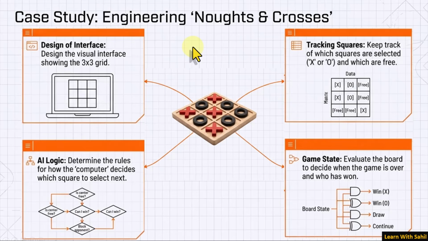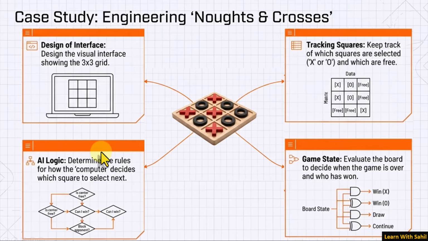Let's see a case study or an example. Okay, if we simply want to create a game of noughts and crosses, the complete game or the complete problem can be divided into many problems. Here for example we have the first one, design the interface. That is designing the visual interface or showing the 3x3 grid. That is just one part of the problem. Then tracking squares: keep track of which squares are selected, and which ones are free. So that is another subproblem.